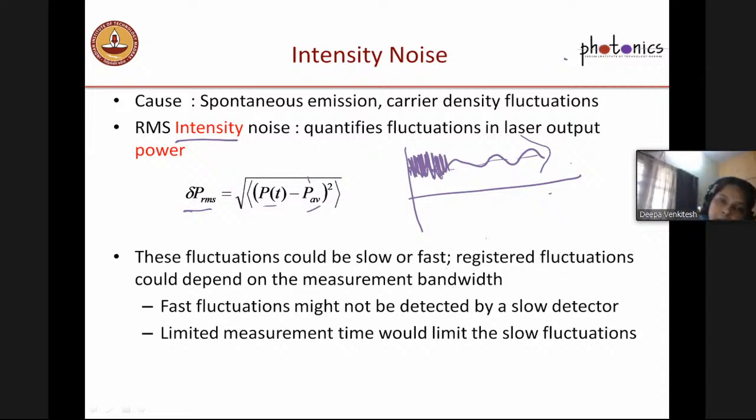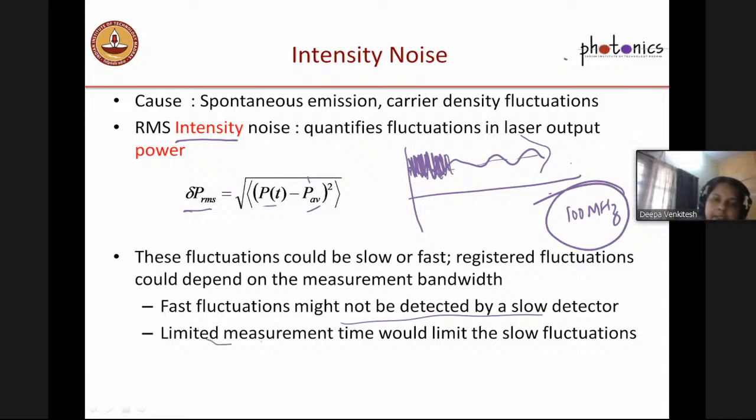And how you're registering these fluctuations matters. You're using a detector of, let's say, a bandwidth of 100 megahertz. It means that you can record fluctuations only up to 100 megahertz. If there are faster fluctuations, the detector is simply not detecting them. So fast fluctuations may not be detected by a slow detector. Now, in case of slow fluctuations, what happens?